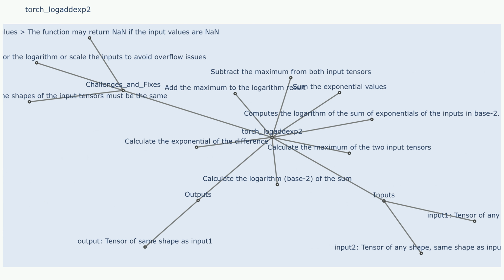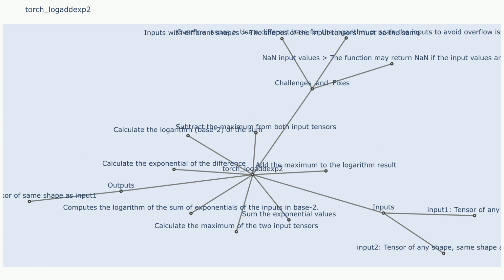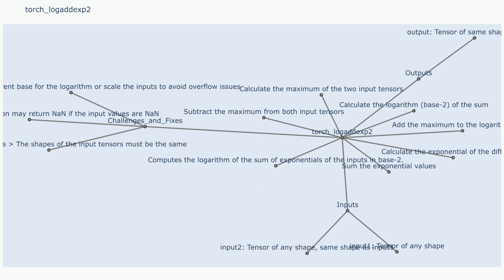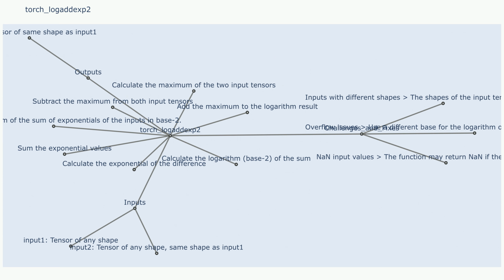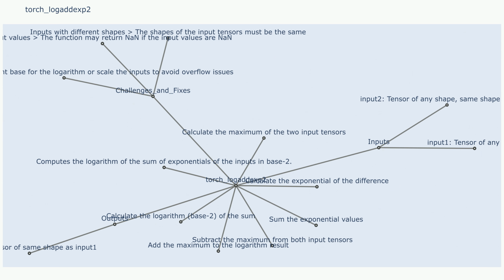Challenge 2: input tensor shapes. The function requires that both input tensors have the same shape. Sample use case that resulted in challenge 2: when input 1 is a 2x3 tensor and input 2 is a 3x2 tensor, the function will throw an error because the input shapes are not compatible. Fixes to challenge 2: ensure that the input tensors have the same shape before calling the function. If necessary, use broadcasting or reshaping operations to make the shapes compatible.